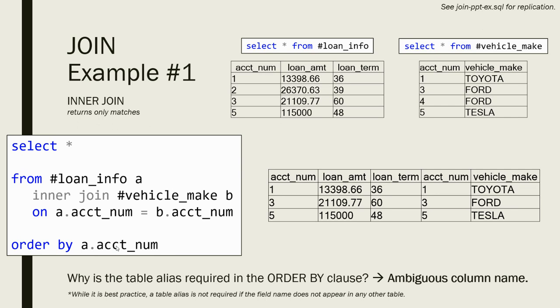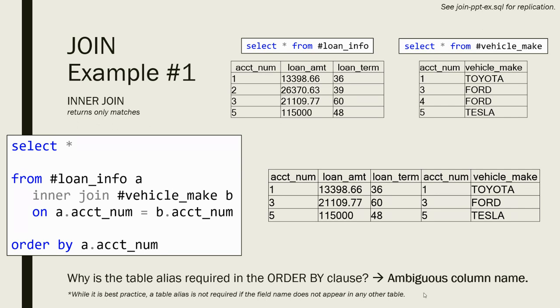If we didn't, SQL wouldn't know, well, do I use this table to sort the output, or do I use this column to sort the output, or do I use this column? And this is what's referred to as an ambiguous column name. That's the error that SQL will return. And so that's why it's ultimately required.